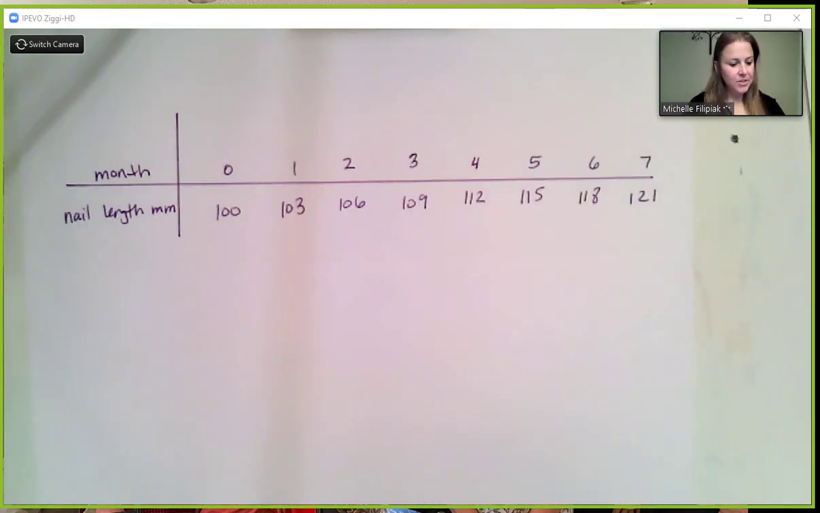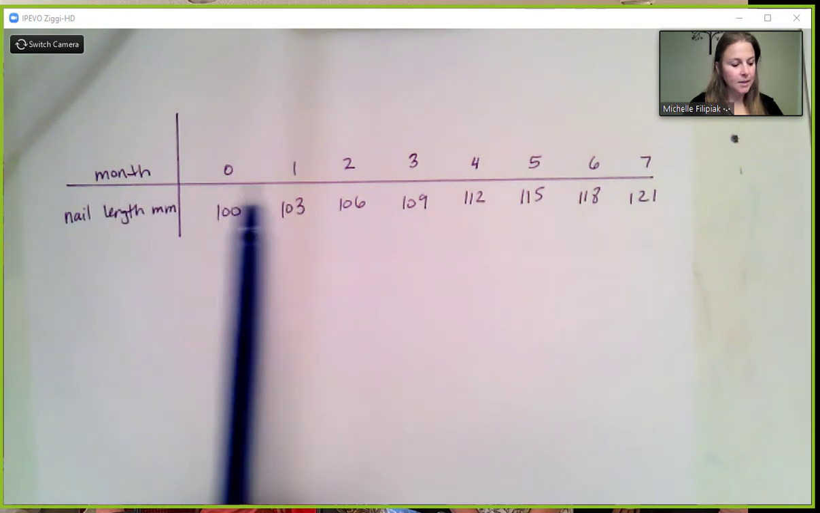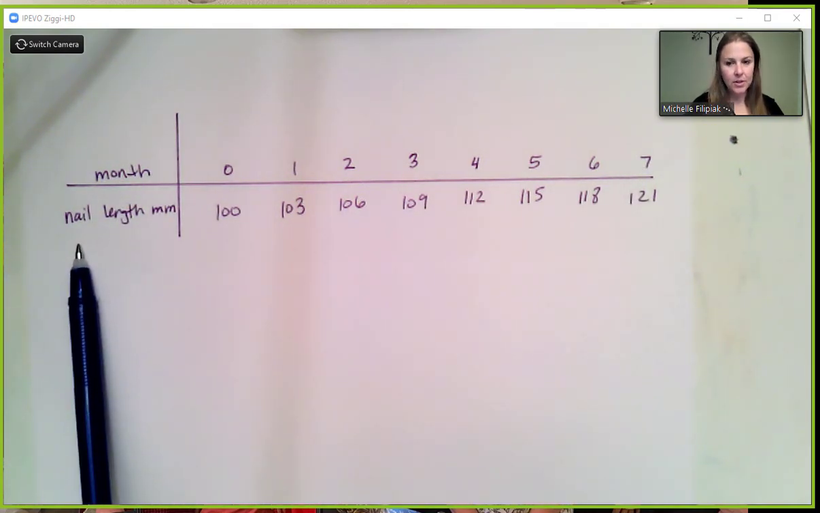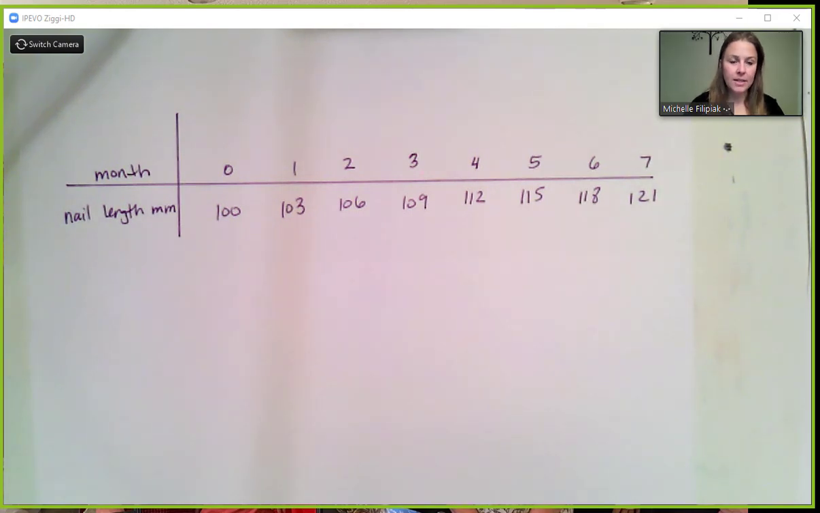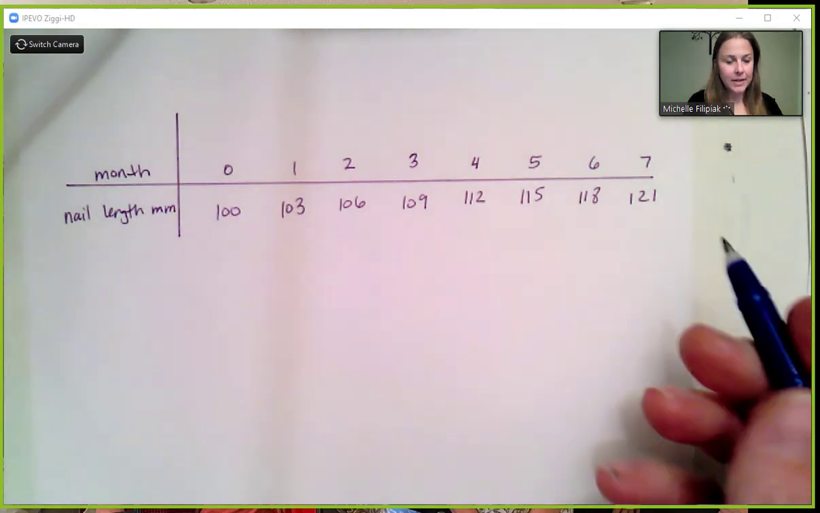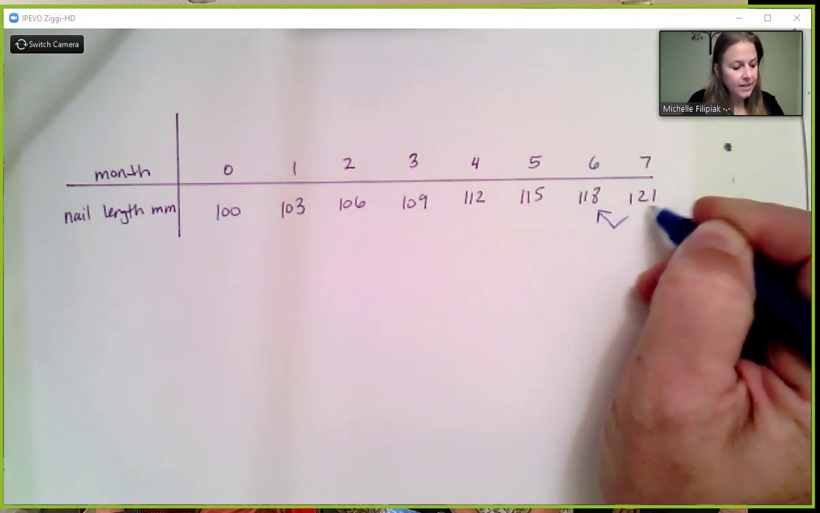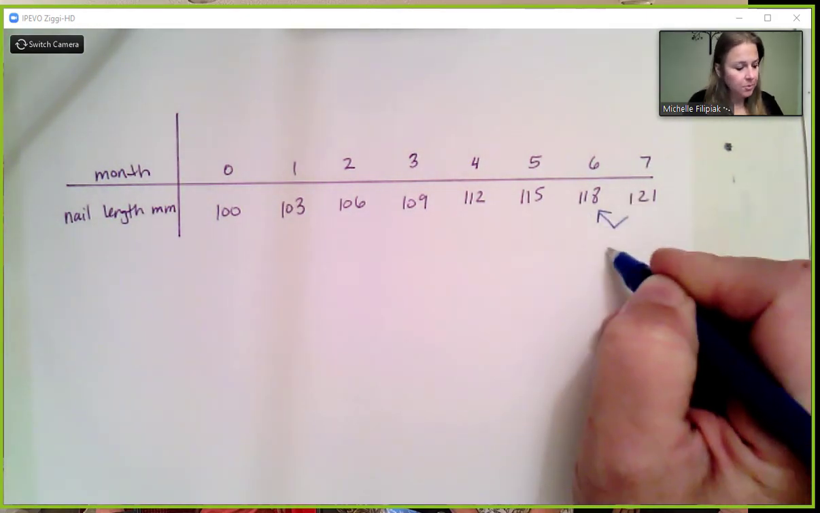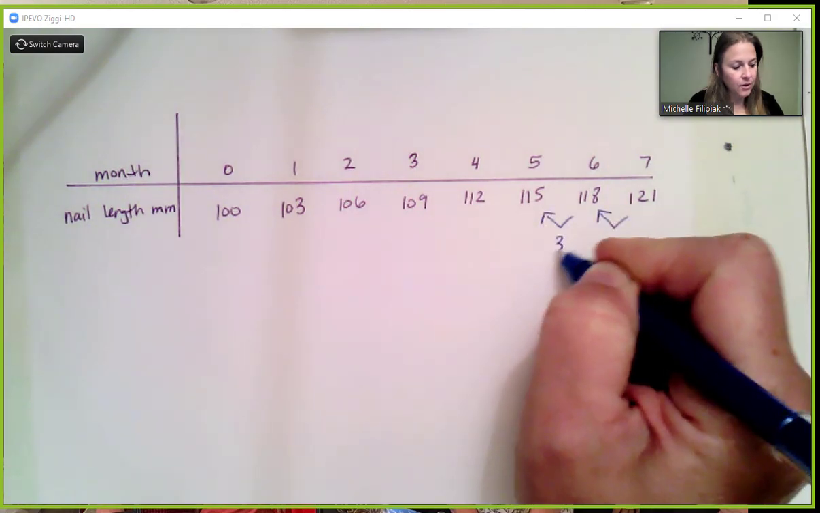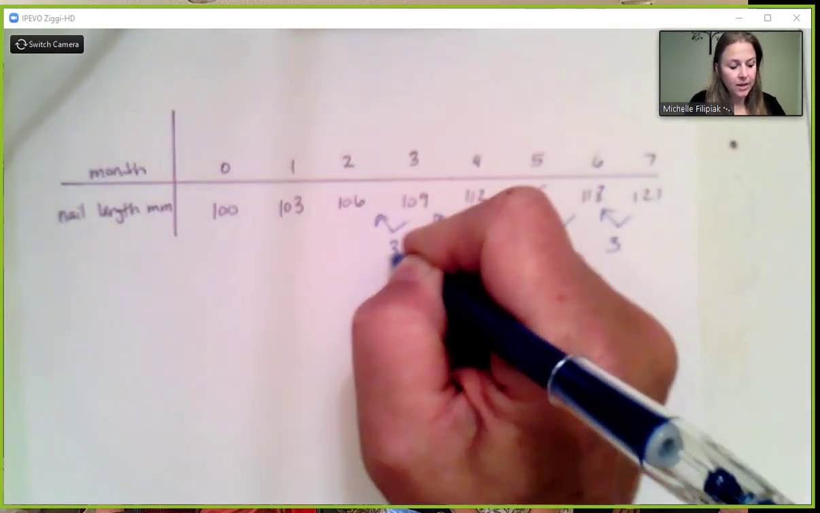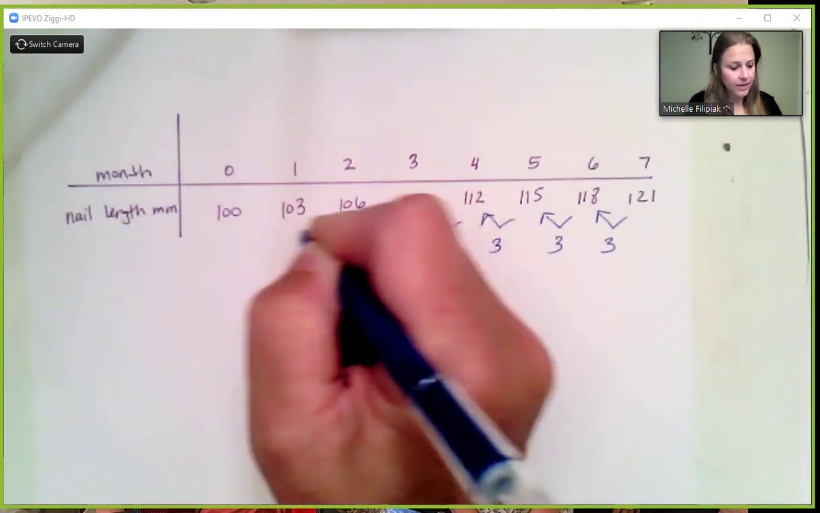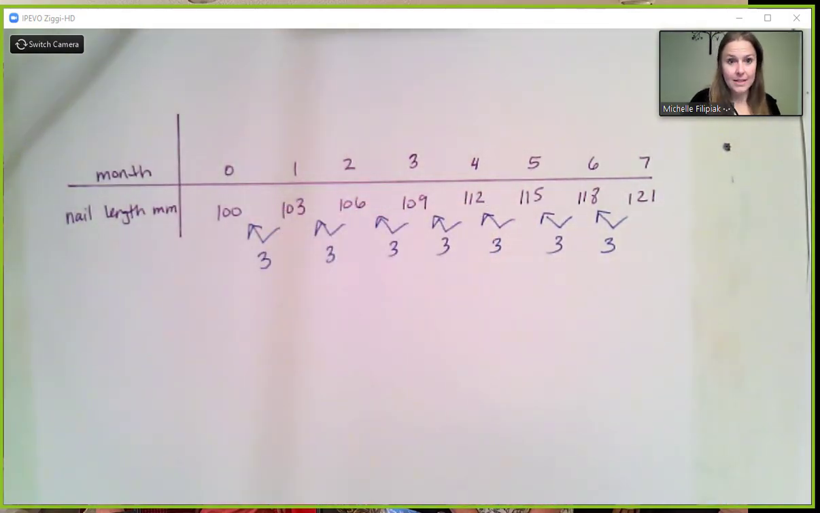Your fun fact number 2, this is the months, and this is how much your nail grows in millimeters. So why don't you hit pause and see if you can find the slope of this, just like we did last time. All right, so hopefully you subtracted the last y entry from the previous y entry, getting 3 every single time. If it's a constant 3, that means we have a line and we can find the slope, or if it's a constant number.